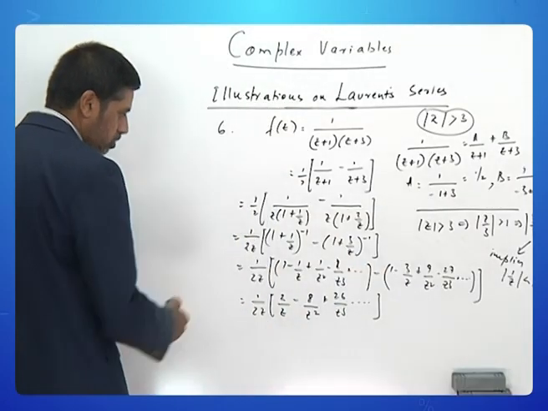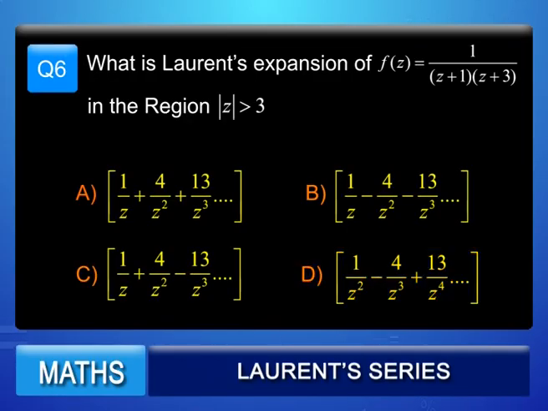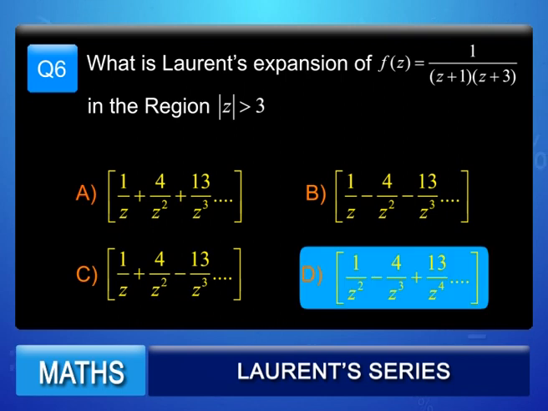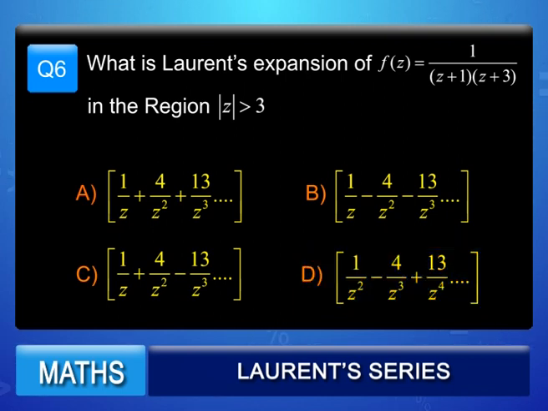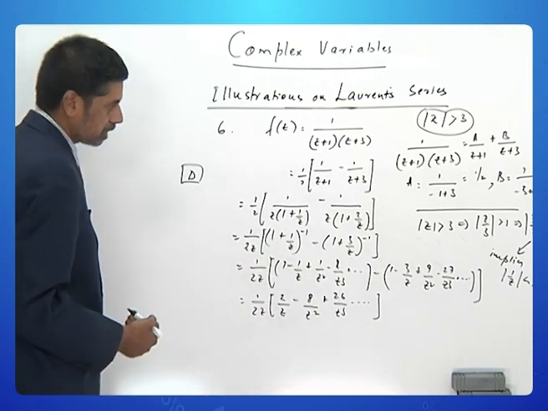So if you reduce this, you will find that option D should be matching. So please check, you will have to just take the 1 by z inside and cancel the 2's here and you will find option D is the correct answer.